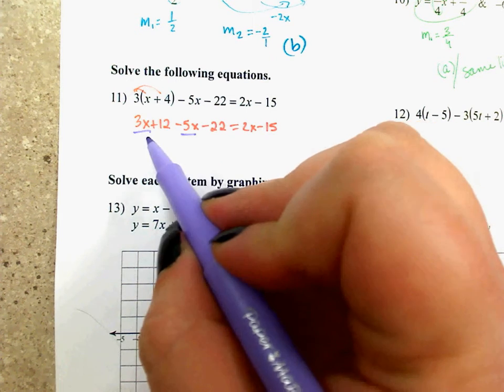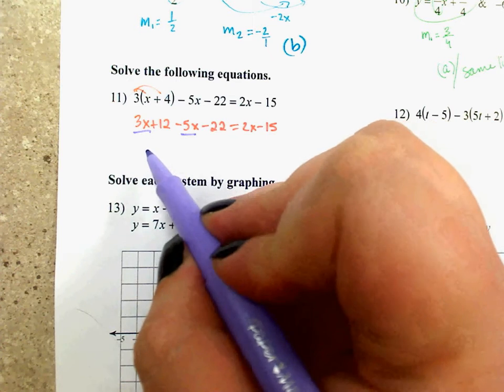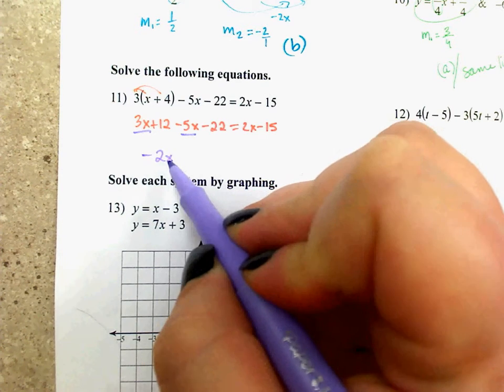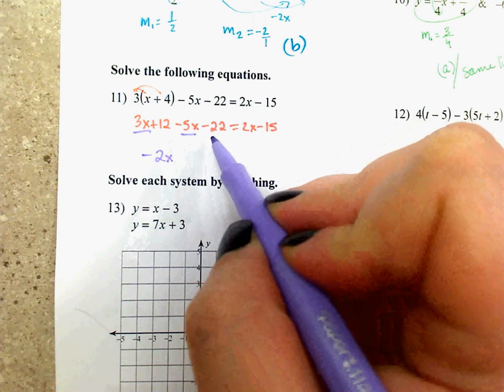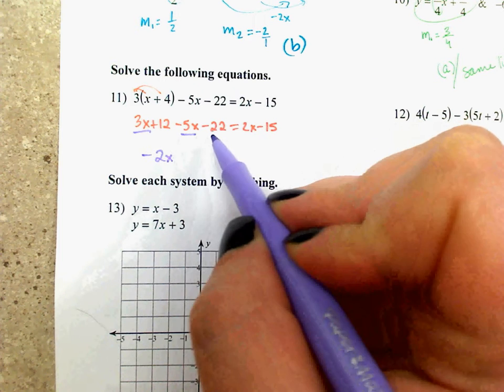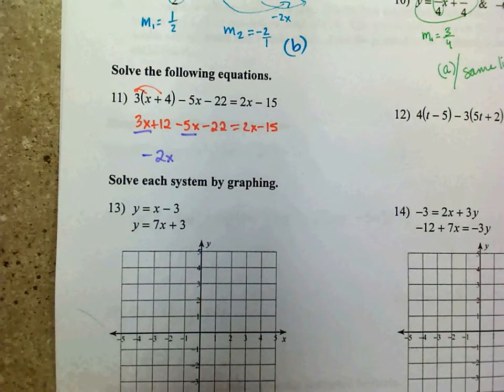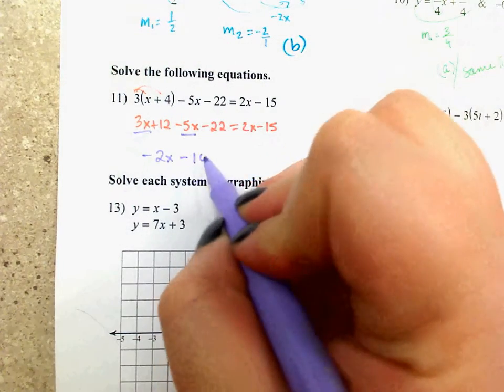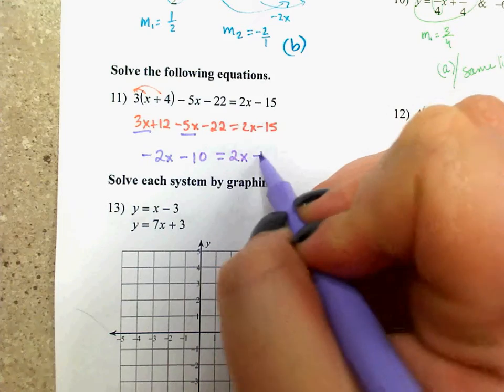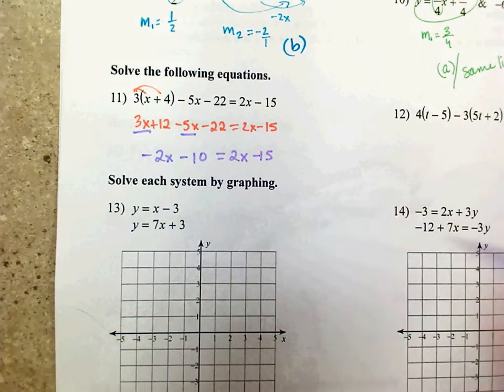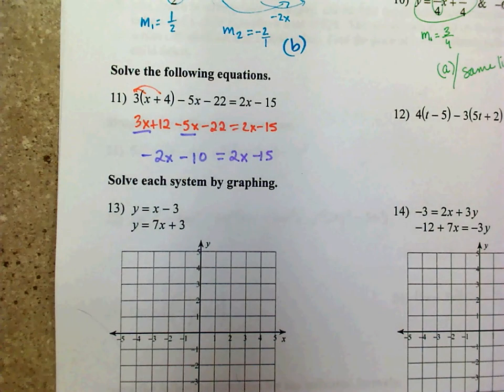And then I've got 12 and negative 22. So 12 minus 22, or think about 22 minus 12, and that's 10, so it's negative 10, since the 22 is the negative one, equals 2x minus 15. We want to get all the x's on one side and all the numbers on the other. You kind of have some choices here as far as steps. I prefer to keep my x positive if possible, but it really doesn't matter.